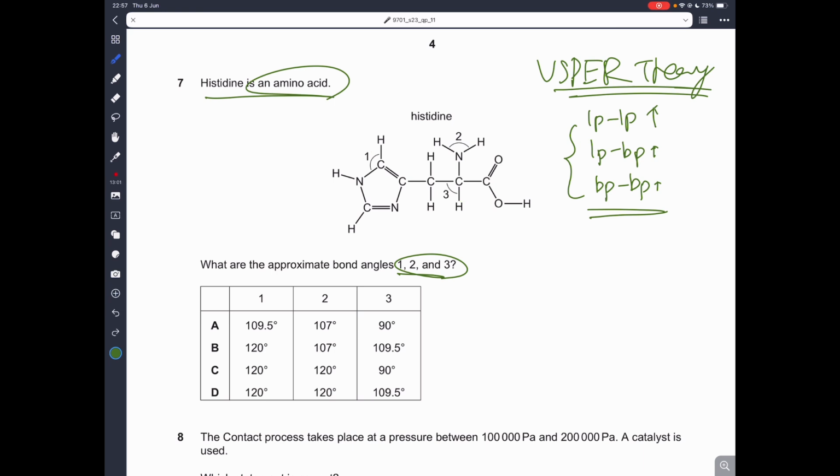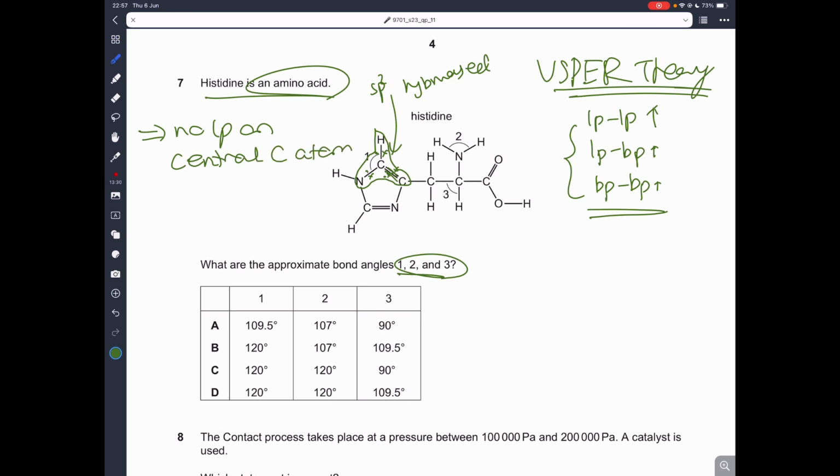Okay, so for number 1, we can see that there is an sp2 hybridized carbon atom, and it's in this shape. There's also no lone pair on the central carbon atom. That's a very big clue.